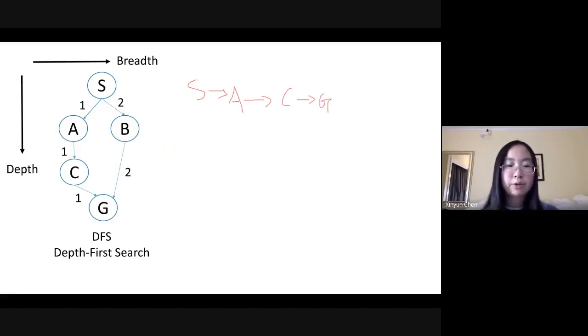Then we will backtrack to C, but there are no other nodes after C. Then we will backtrack to A. Again, there are no other options. Then from S, we know that there's another option called B. Then from B, we can go to G. So this is basically the depth first search.